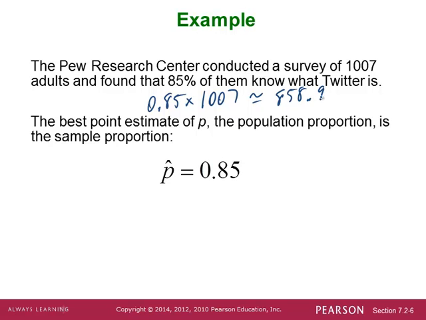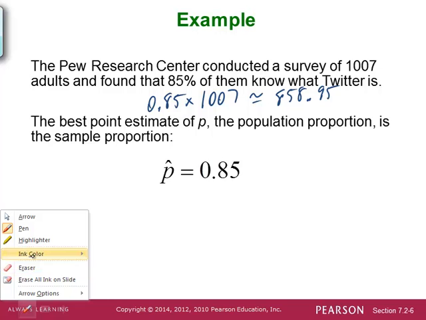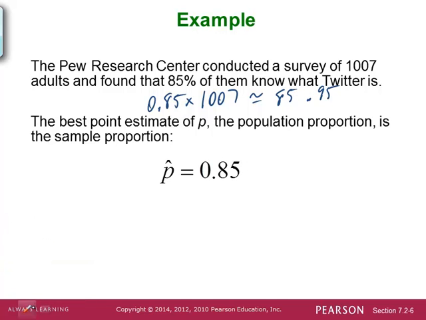855.95. So that's approximately 856, and of course, you can't have a fractional number of people, so we'll round that up. So that tells us that 856 people out of the 1,007 people who were polled said that they knew what Twitter was. And of course, 856 divided by 1,007 is 85%.